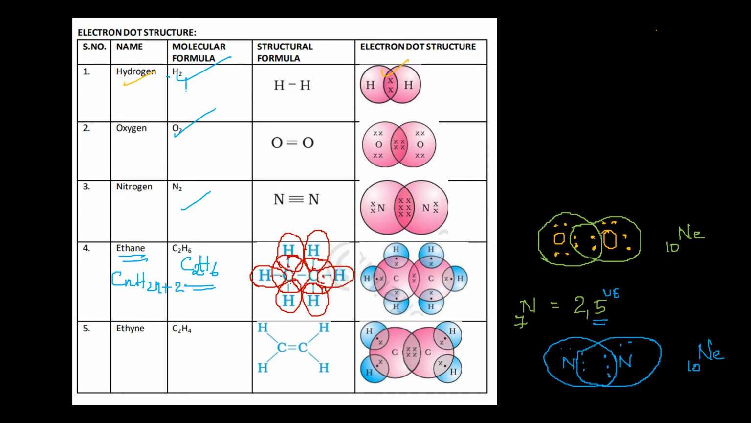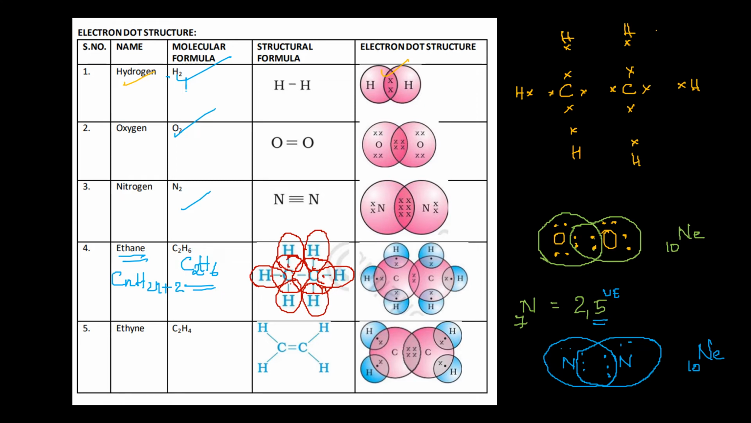Listen here. So you know carbon. What is the valency of carbon? 4. 1, 2, 3, 4. You know the valency of hydrogen. What is the valency of hydrogen? The valency of hydrogen is 1. Similarly, one more carbon atom is here. Here one more hydrogen atom, one more hydrogen atom, and so on. This is according to the structure.